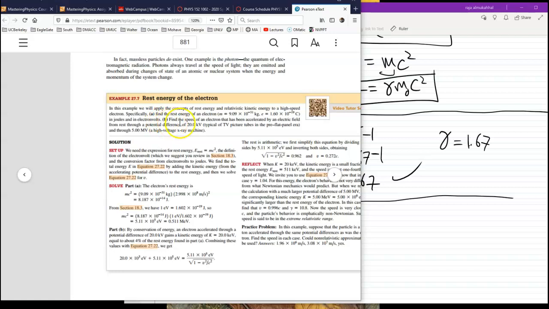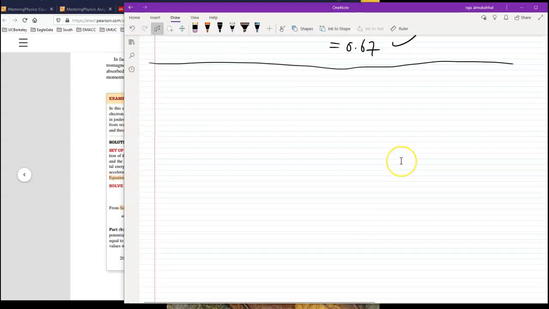Second part, find the speed of the electron that has been accelerated by an electric field from rest through a potential difference of 20 kilovolt and through 5 megavolt and so on. This sounds hard, but it's not bad. Let's see how we do that.